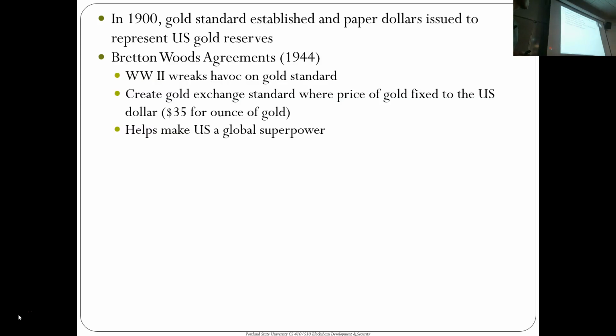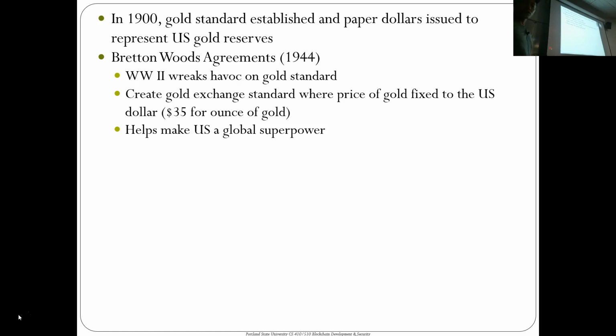So in 1900, they basically had this notion of moving the precious metal into a reserve and then issuing paper dollars on it to represent, because it became impractical to just exchange using the precious metals. And so this was established in 1900.